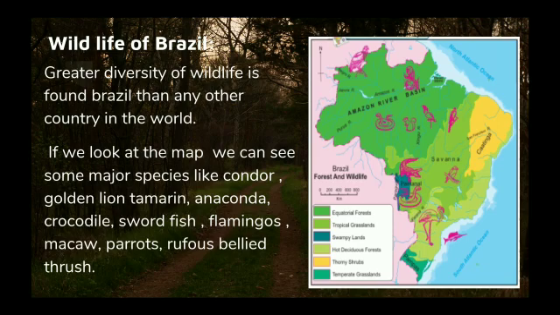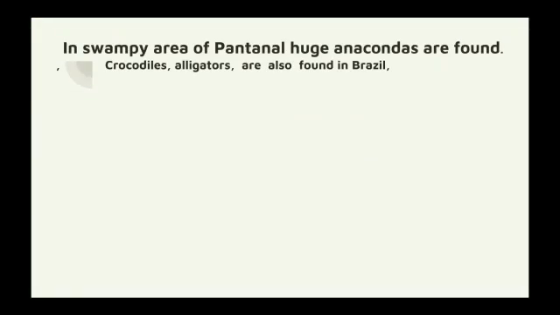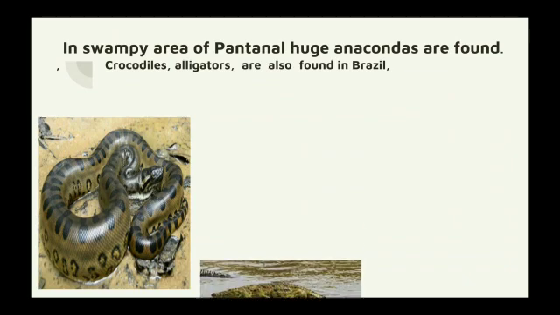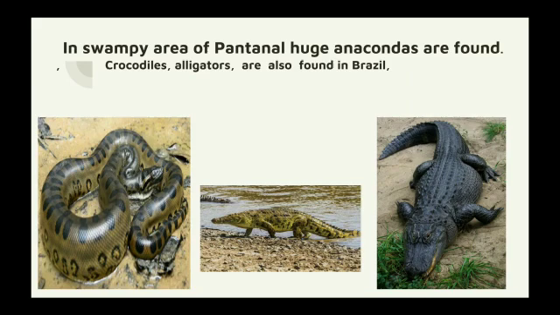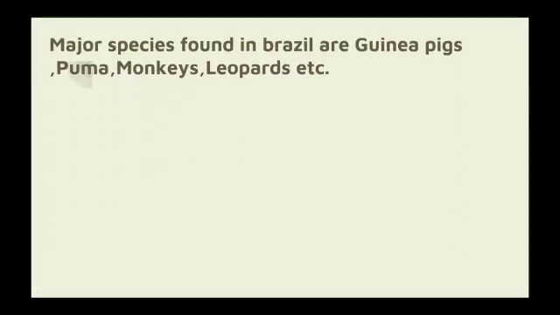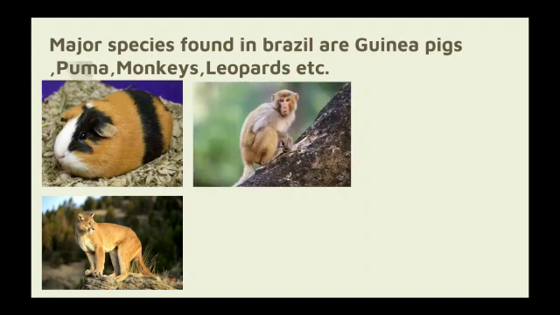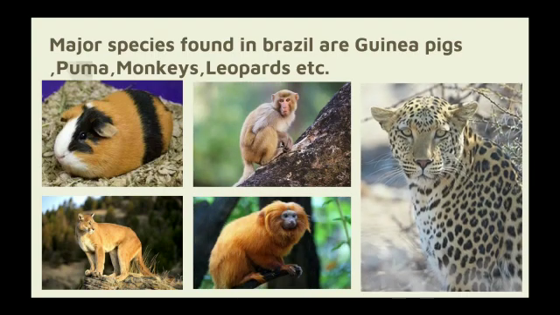Condor we can find in the dense equatorial forest, while anaconda and crocodile can be seen in the swampy areas of Pantanal. Let us have a look. In the swampy area of Pantanal, huge anacondas are found, while crocodile and alligators are found in the other parts of Brazil. Major species found in Brazil are guinea pigs, puma, monkeys, leopard, etc.